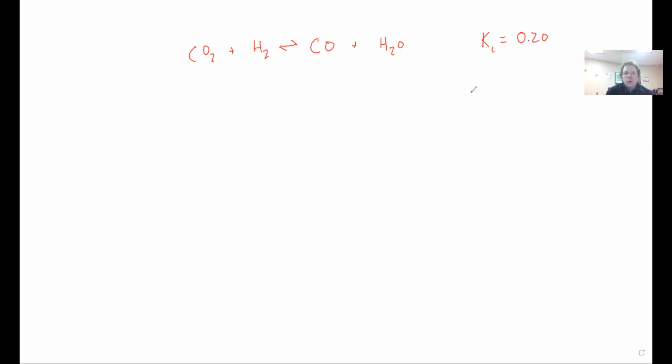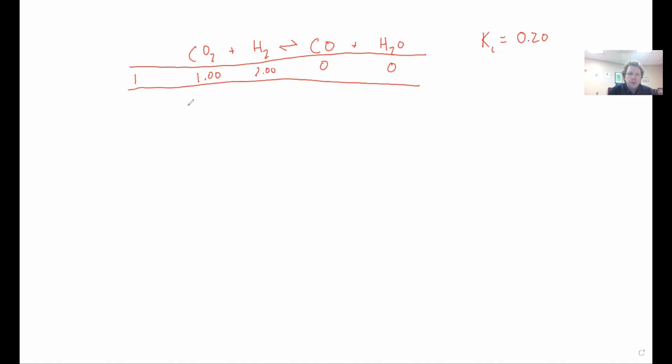All right, now what we are also given is some information in an ICE table. It's structured a little bit differently than an ICE table because it asks about the initial number of moles of CO2, which is 1.00, the initial number of moles of H2, which is 2.00, and then it tells us the initial number of moles of our products, CO and H2O. Both are 0.